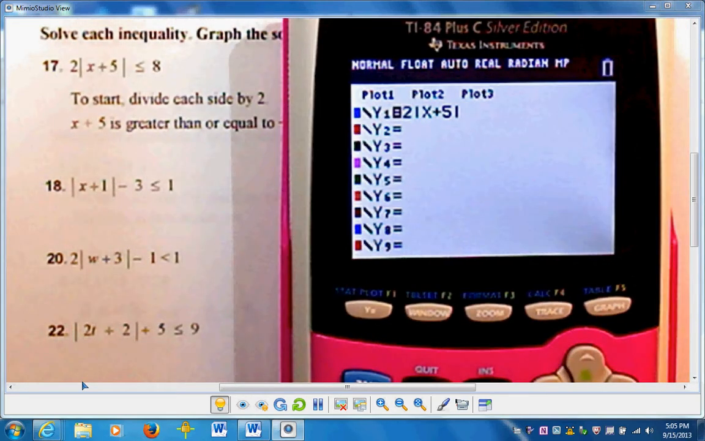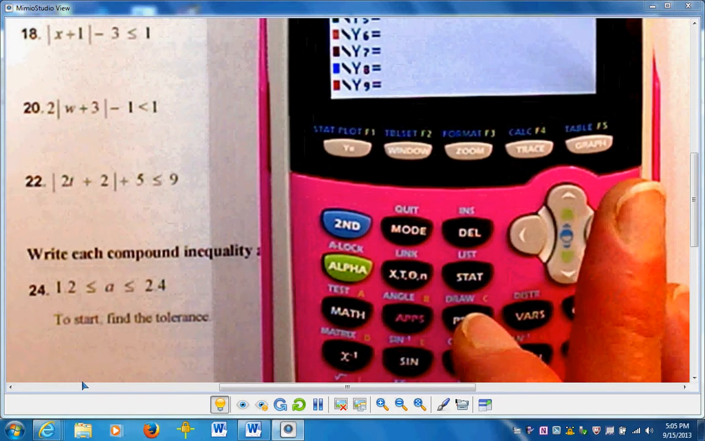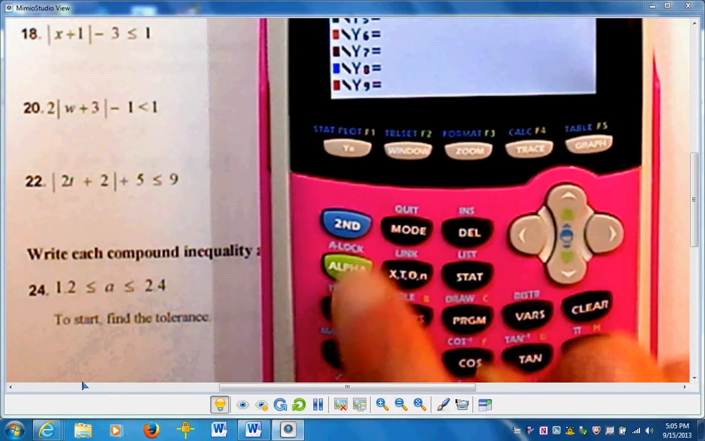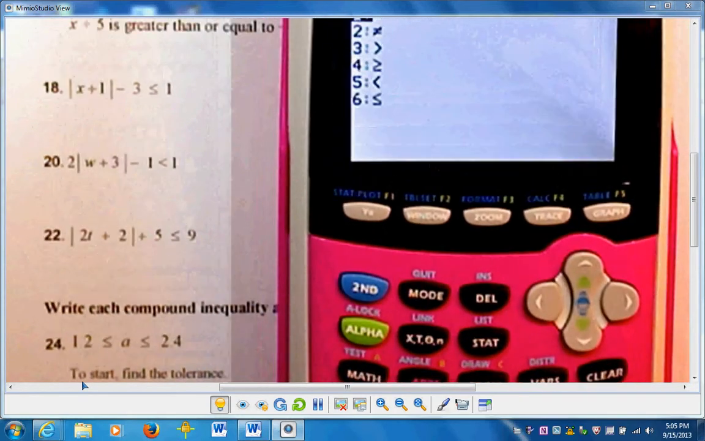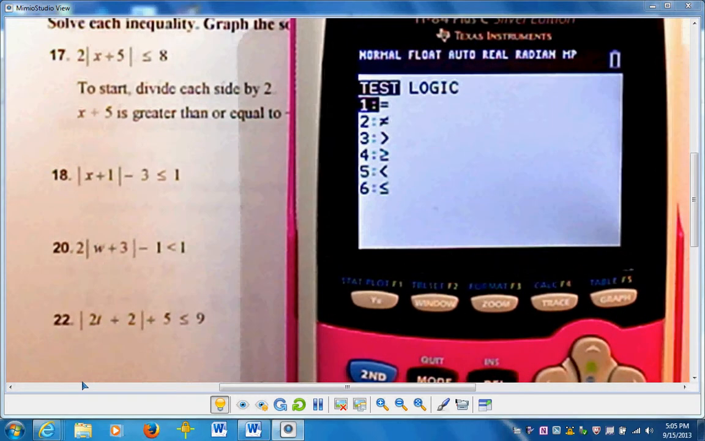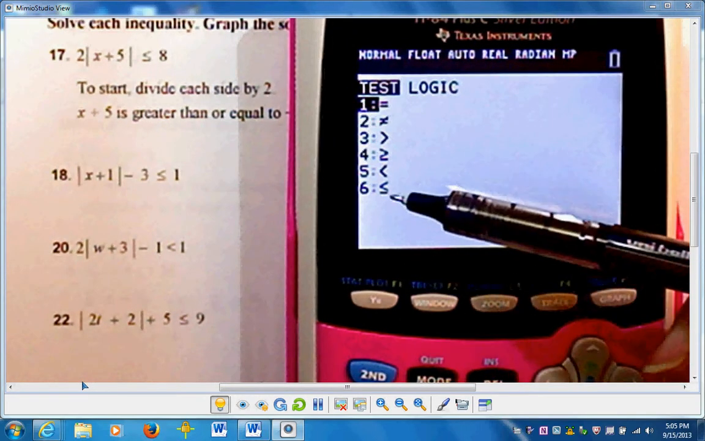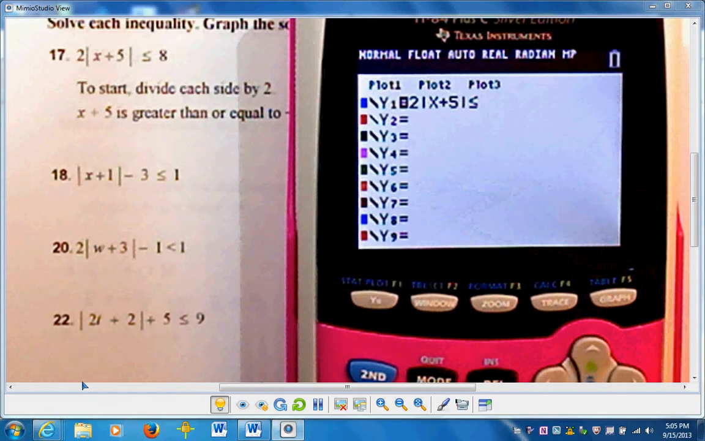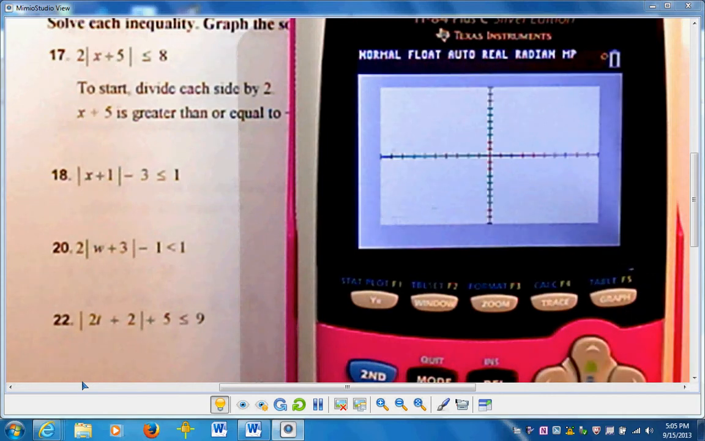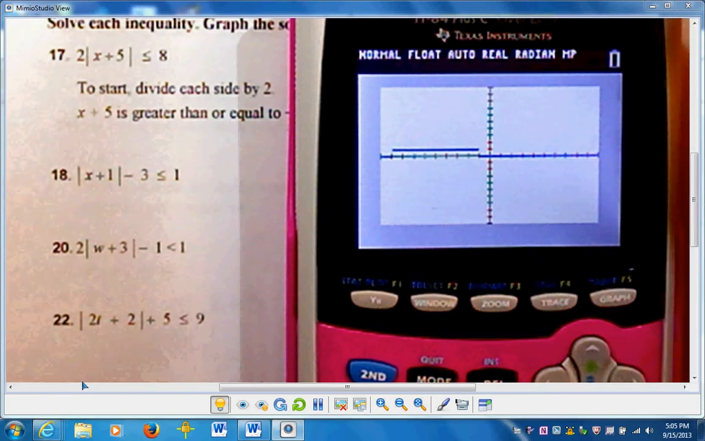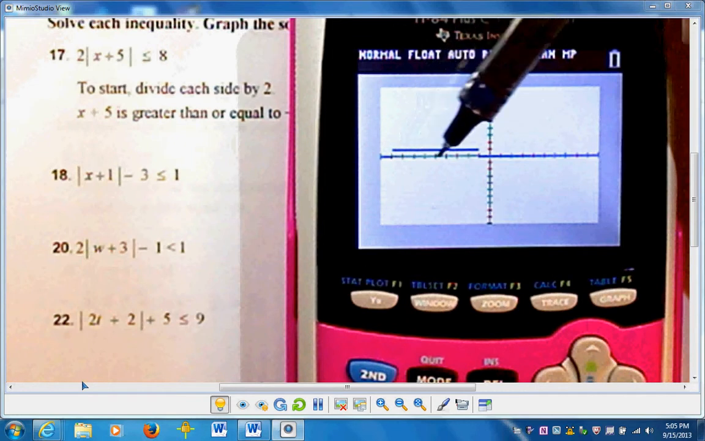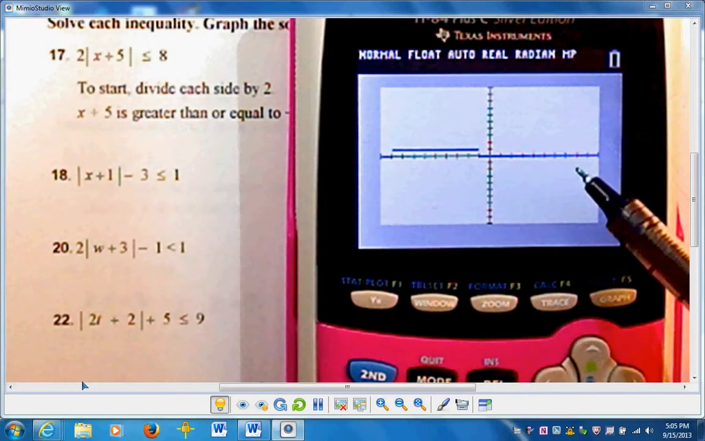So I'm going to go back again to where my test is. I'm going to do second test, and then I want less than or equal to, which is number 6 on my calculator, and then I'm going to put in the number 8. Now I can go ahead and graph that. And notice what it's doing. It's graphing the value. Remember, 1 means yes and 0 means no.